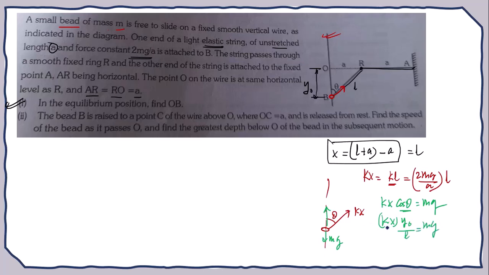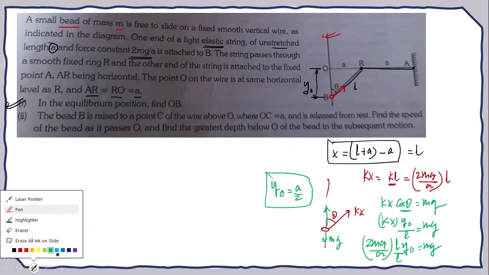Now put the value of x. The entire force is 2 mg by A into L. So 2 mg by A into L into y naught by L should be equal to mg. Okay. So if I cancel all those terms, ultimately what I am getting, y naught equals, now there is another L in the denominator, so y naught equals A by 2. So I am getting y naught equals A by 2. That is, at equilibrium, the bead is at a distance of y naught, equal to A by 2 from the point O.